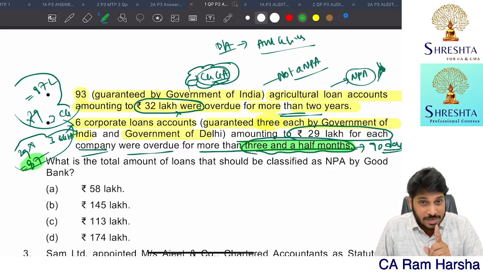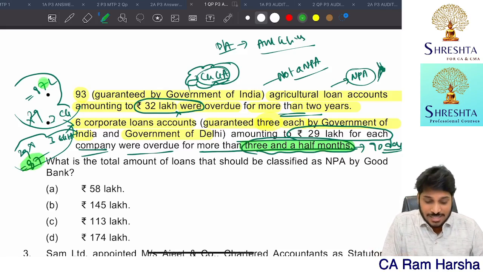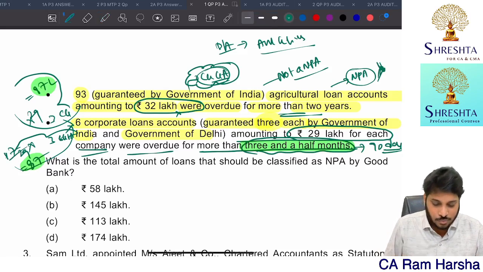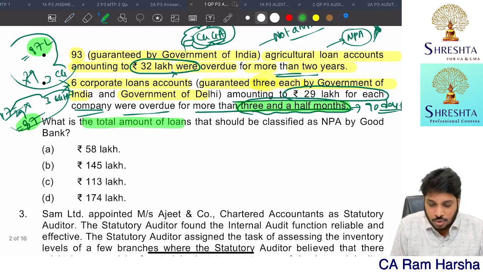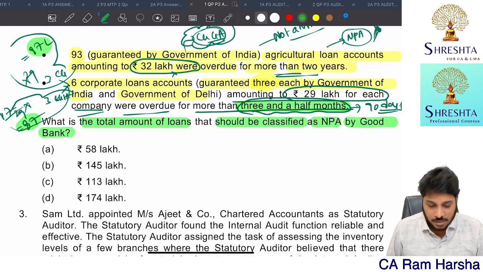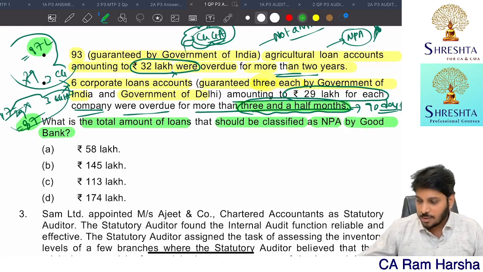So 87 lakhs state government guaranteed advance is NPA. For a central government advance, not an NPA. Okay, 87 NPA. Fine. What is the question actually they're asking? What is the total amount of loan that should be classified as NPA by the bank? So total amount of loan, how much NPA they should show.